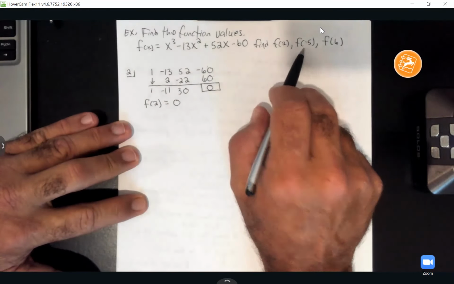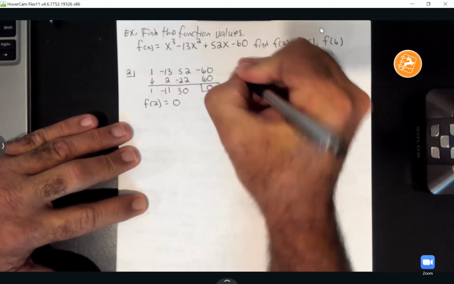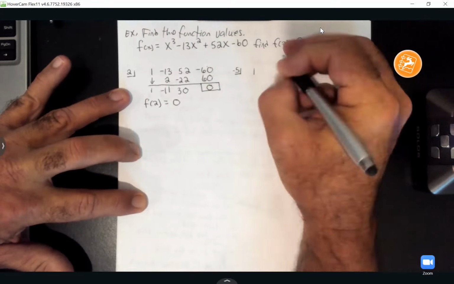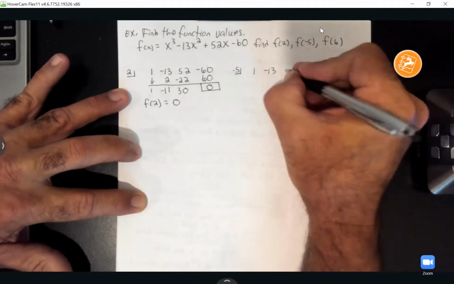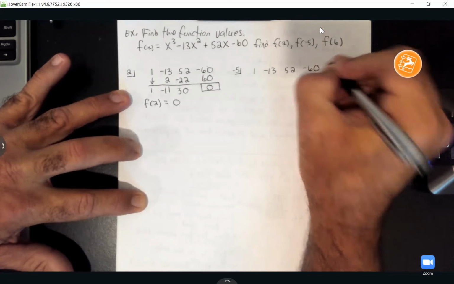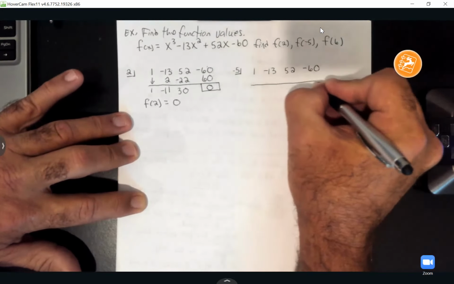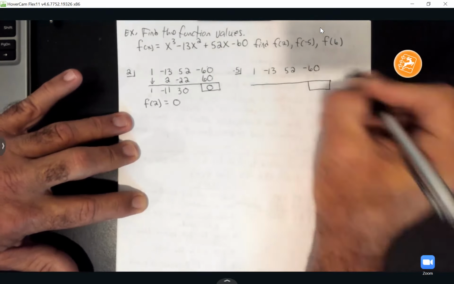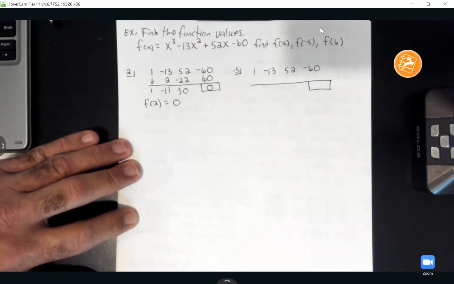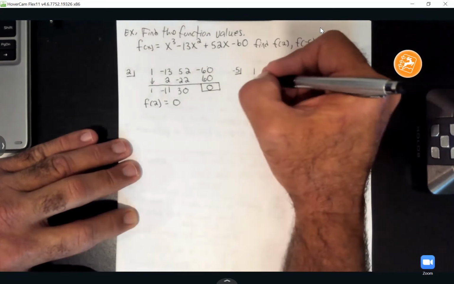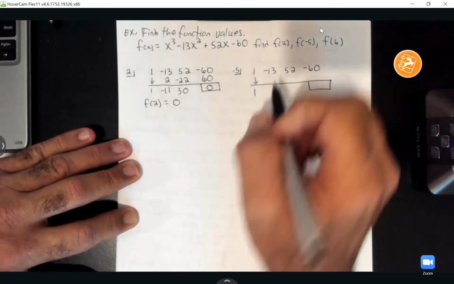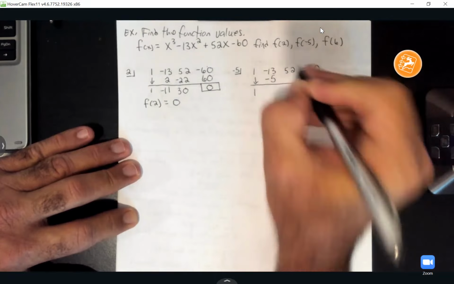All right, so now let's find f of negative 5. That c will be negative 5. And I'm going to use the same numbers again. 1, negative 13, 52, and negative 60. Make my box under that, and then square in my last one. All right, y'all, here we go. Bring the 1 down. 1 times negative 5 is negative 5.